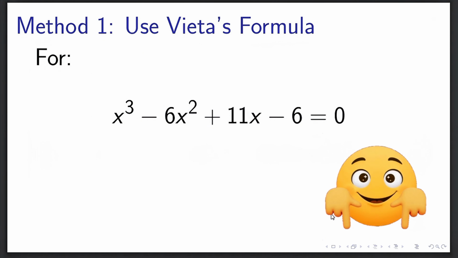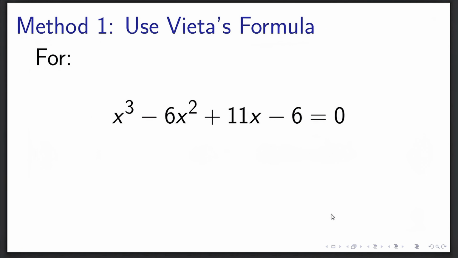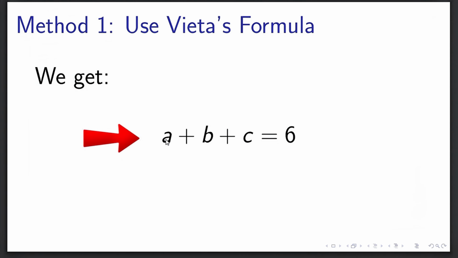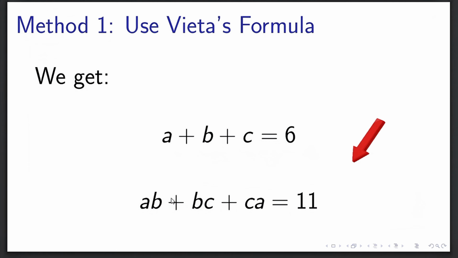The method one is Vieta's formula, and according to Vieta's formula, we have the form x cube minus (a plus b plus c) x squared plus (ab plus bc plus ca) into x minus abc is equal to 0. When we compare this with our given equation, I'm going to get a plus b plus c will be equal to 6. Similarly, ab plus bc plus ca will be equal to 11, and the value of abc will be equal to 6.